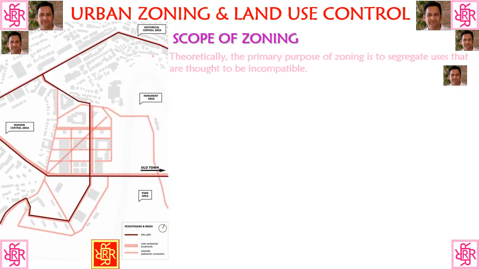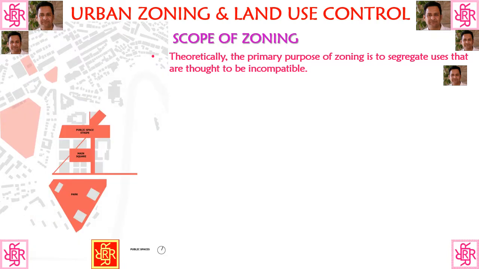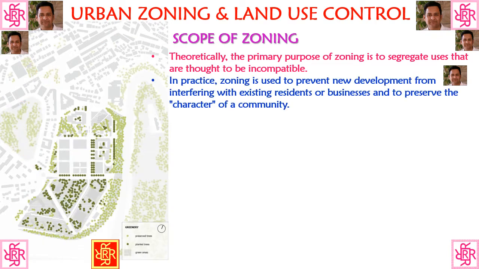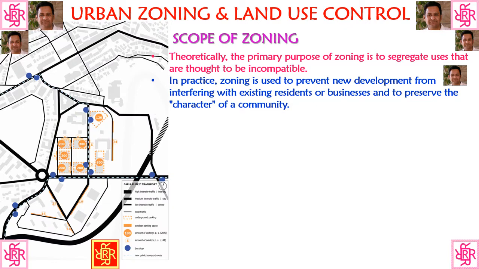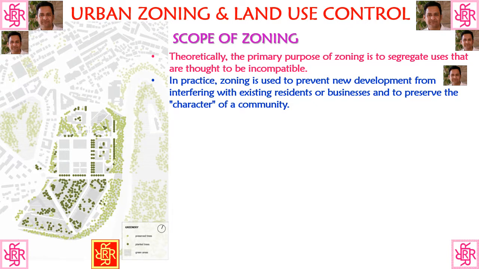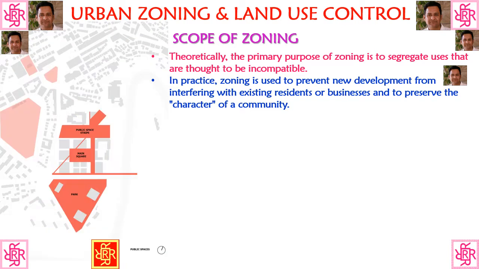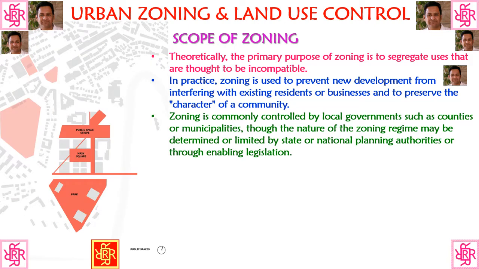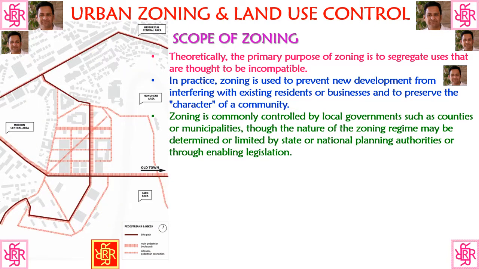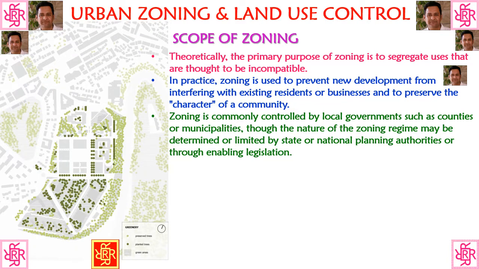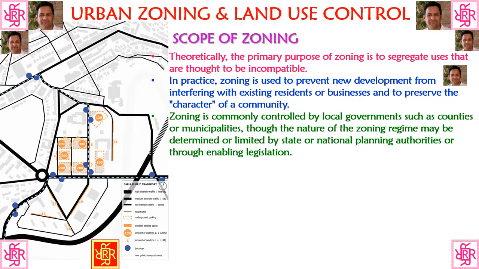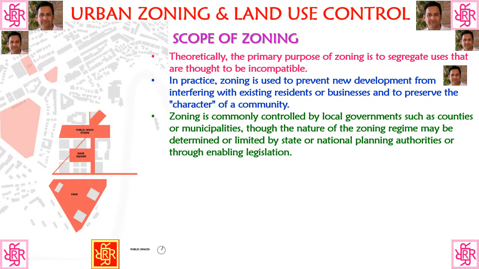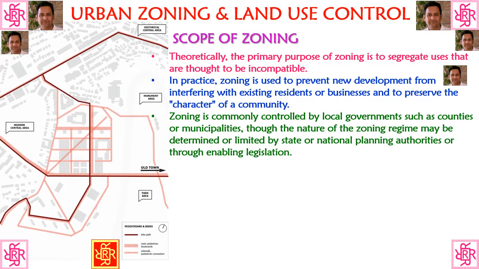What is the scope of zoning? Theoretically, the primary scope or purpose of zoning is to segregate uses that are thought to be incompatible. In practice, zoning is used to prevent new development from interfering with existing residents or businesses and to preserve the character of the community or the city. Zoning is commonly controlled by local governments, such as counties and municipalities or sub-districts, in our local context talukas, though the nature of the zoning regime may be determined or limited by state or national planning authorities or through enabling legislation by the provincial authorities.